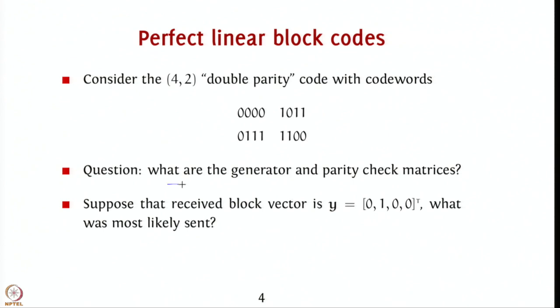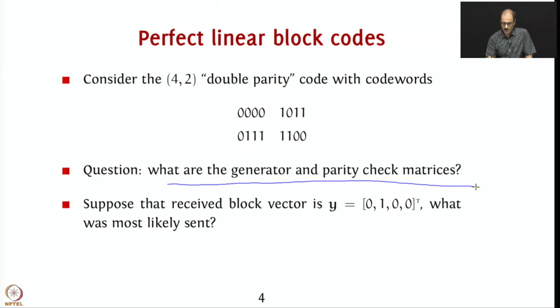So what are the generator and parity check matrices for this code? We just did it. You can just take the 3-2 parity check code's generator matrix, and you find it's like 10, I believe it is, and add another. This is the generator matrix, and the parity check matrix also we just did there.